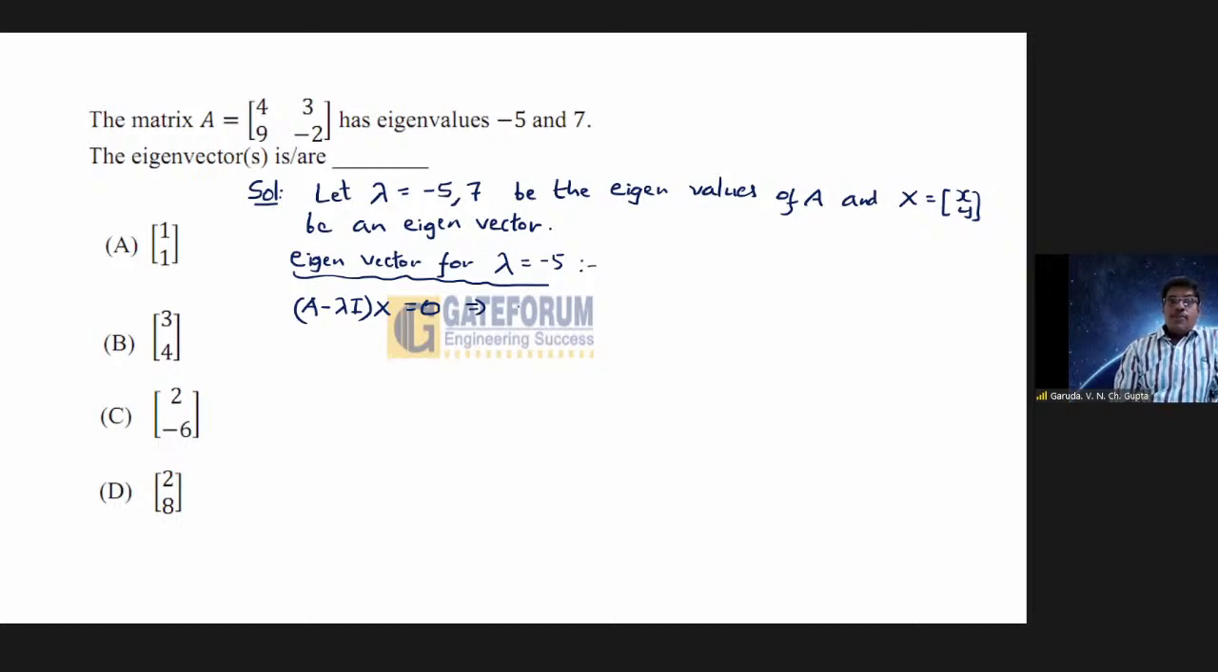A is the given matrix, I is the corresponding identity matrix, lambda is the eigenvalue of the matrix A. So already the lambda value is minus 5. So A minus of minus 5 I, that is A plus 5I, into X equal to 0. How do you get A plus 5I? Just add 5 to all the diagonal elements of the matrix A only. So 4 plus 5, 9. And the remaining non-diagonal elements, no change. 9, minus 2 plus 5, 3, into x, y. Both rows are equal, so you will be getting only one equation.